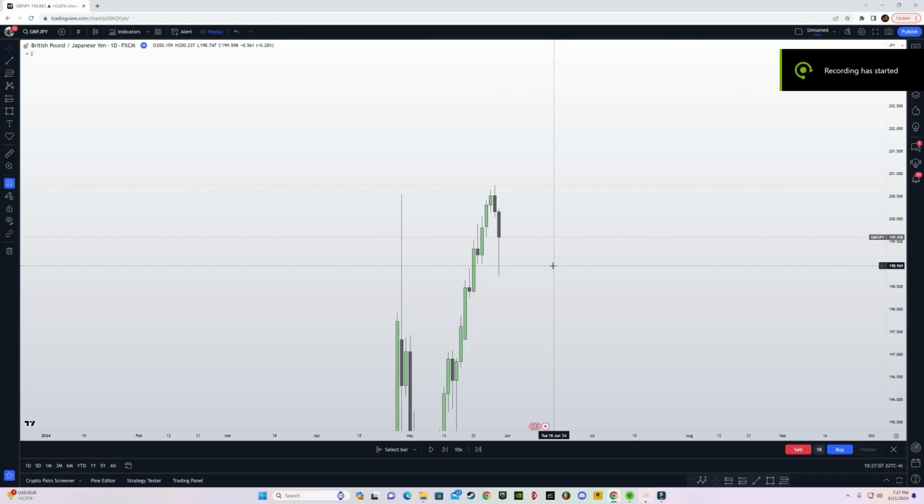All right, guys, so here is example 2, and this is my second approach. So for this, I do not use the ERL and IRL methodology or 3 time frames.